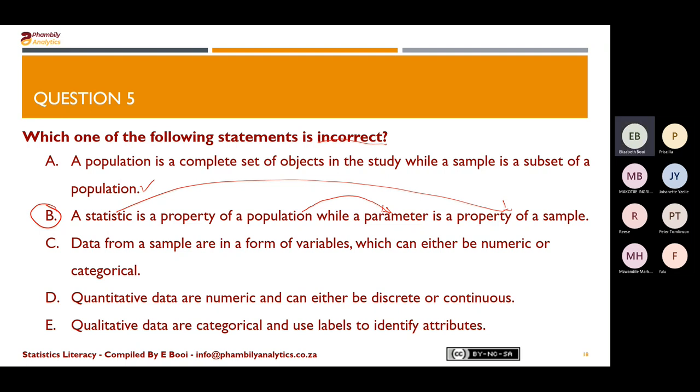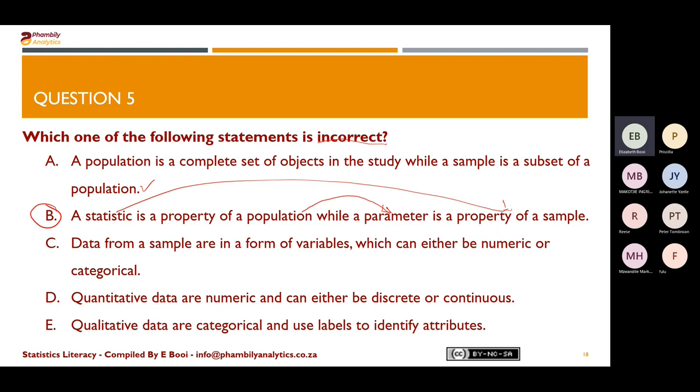Data from a sample are in a form of a variable, which can either be numeric or categorical. Remember, we said there are two types of variables, numerical or categorical. Numerical are also called quantitative. Categorical are called qualitative. Quantitative data are numeric and can either be discrete or continuous. We said that discrete means they can be counted. Continuous means they can be measured. Qualitative data are categorical data, and they can use variables or labels to identify attributes.